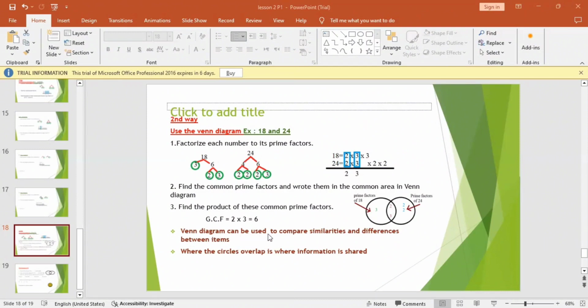Venn diagram can be used to compare similarities and differences between items, where the circles overlap is where information is shared. So if the two circles overlap, it will be the same number.